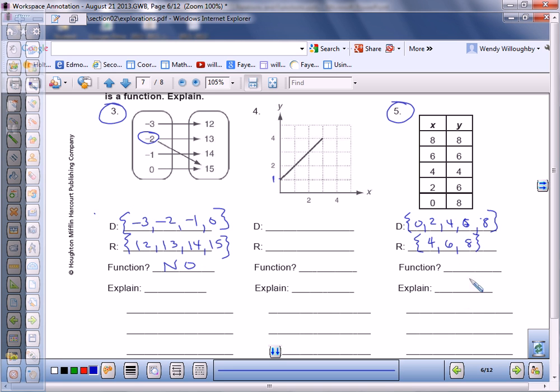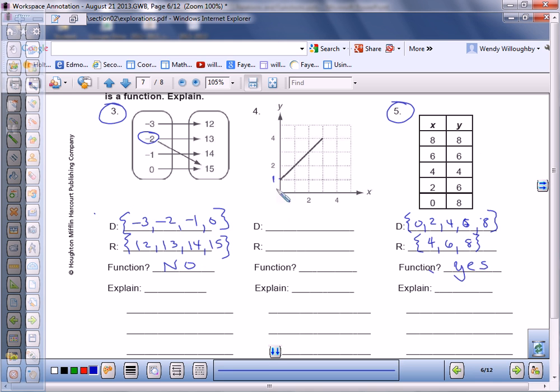Okay, Evan, function or not? No, because the input, yeah, I think it's input. Input is paired with more than one output. No, I think I got the words mixed up. No, you got the words right. You got the yes and no part mixed up. So you're right. Each input is only paired with one output, so it would be. Oh, my bad. I was looking at the range. You went here? Yeah. Okay. So this one is yes. Each input is paired with exactly one output.